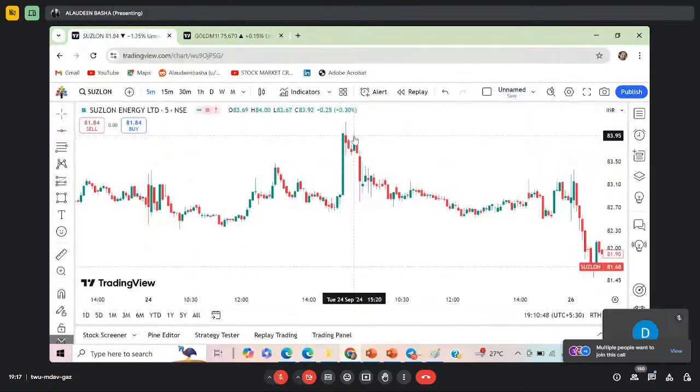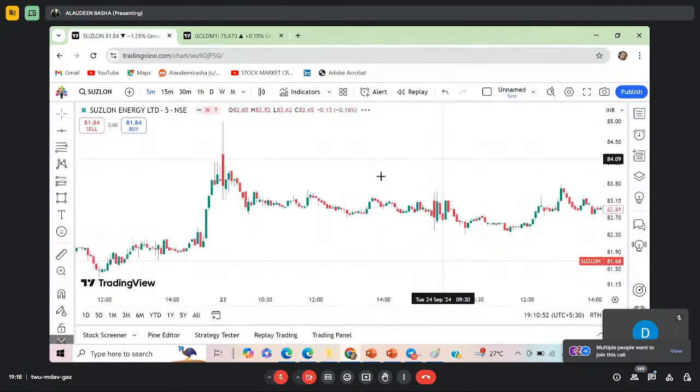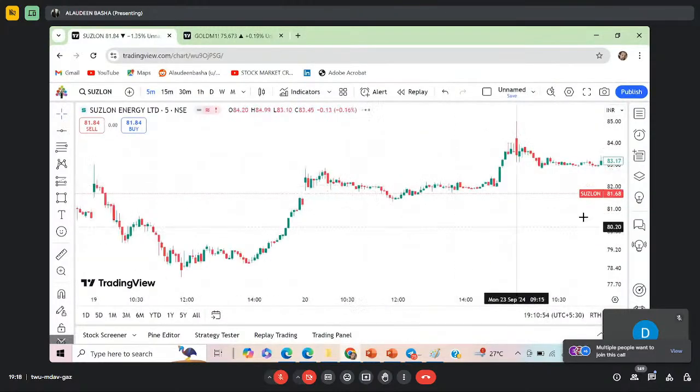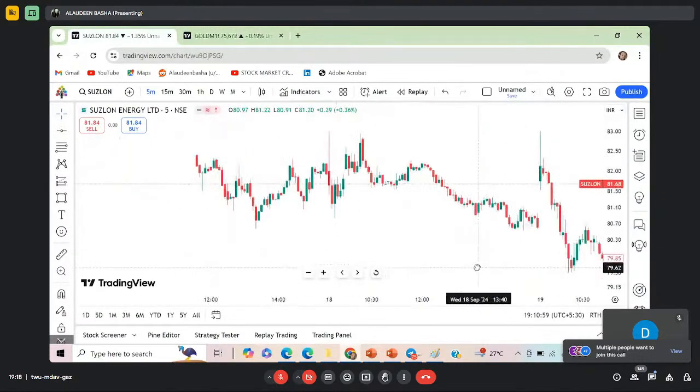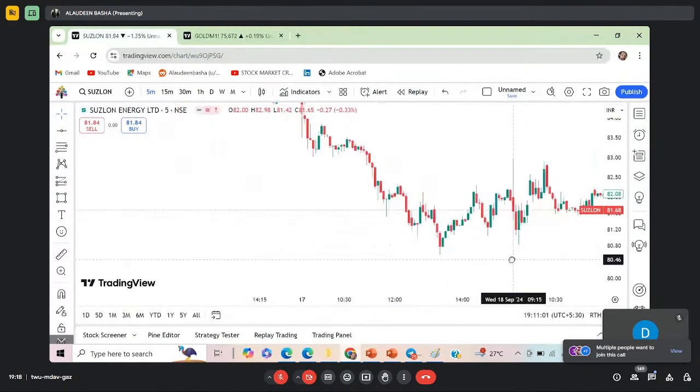It's a short double top, so you don't consider these kinds of double tops. You should have a sufficient gap between one top and another top. Then only can you consider it a double top.